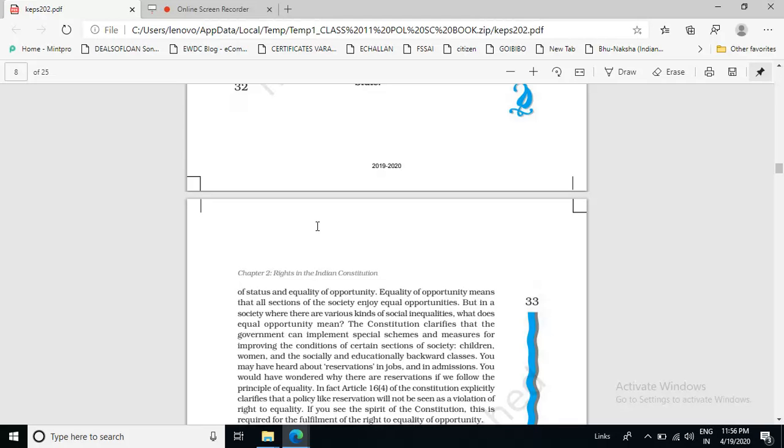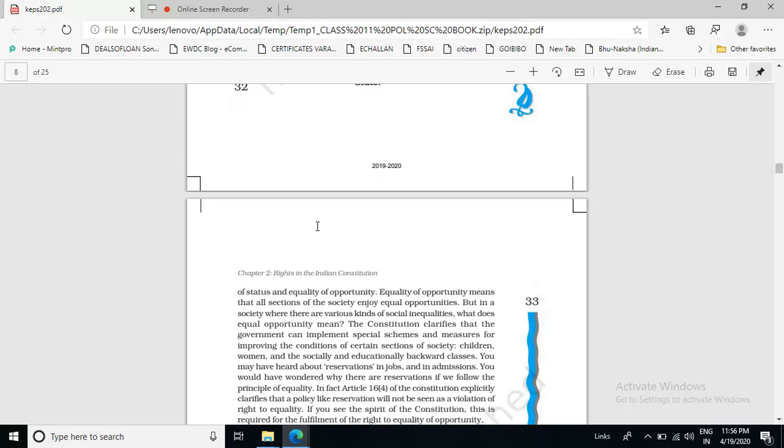It means such as government jobs and admissions. Admission in government institutions or government-aided private institutions, all are equal. In government jobs, the jobs are open to all in an equal manner. But here, there is one thing which is very important to understand.